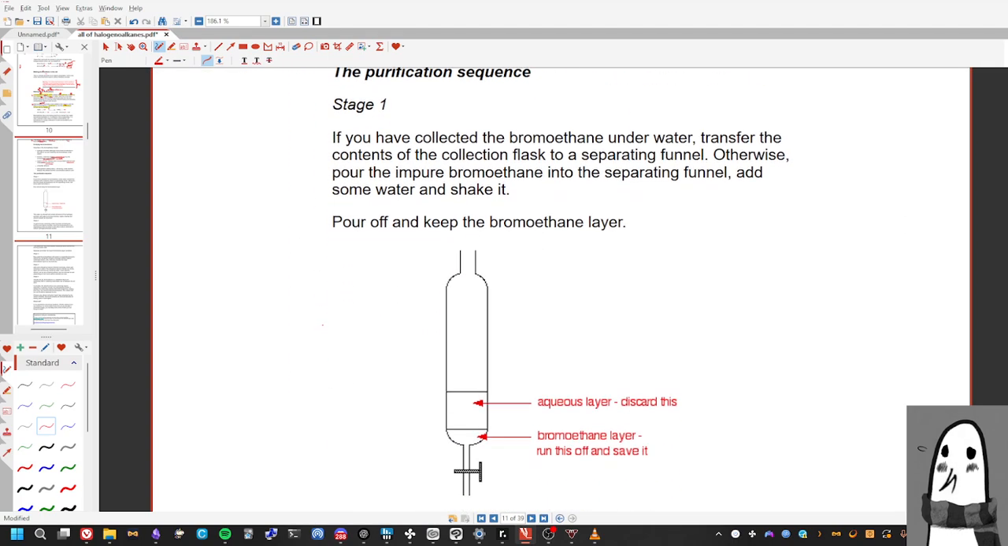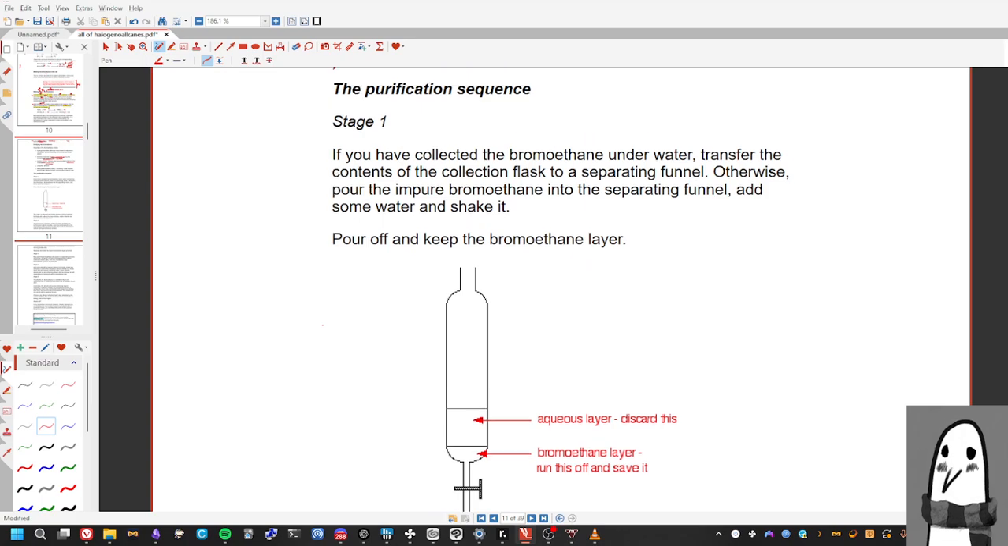The purification process. So how do we purify it? You're going to have to collect the bromoethane underwater and transfer the contents of the collection flask into a separating funnel. Otherwise, for the impure bromoethane, pour it into the separating funnel and add some water and shake it. So we have two situations: if it's collected underwater, make sure you transfer the contents into a separating funnel, or else just pour the impure stuff into the separating funnel, add some water and just shake it.